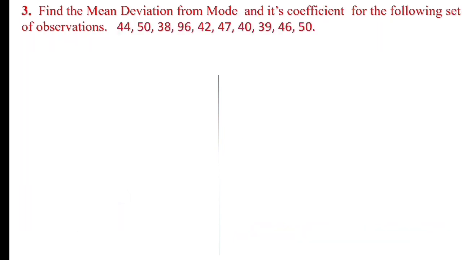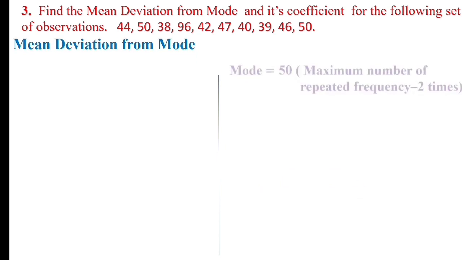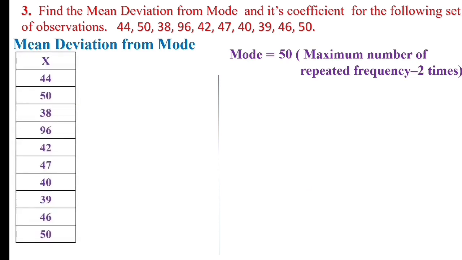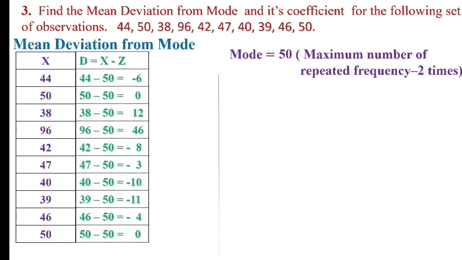Mean deviation from mode. This problem we are going to see. The problem is 44, 50, 38, 96, 42, 47, 49, 46, 50. Here we are going to find the mean deviation from mode. Mode, what is the formula? Maximum number of times. Here, which number is repeated the maximum number of times? Here 50 is the only number repeated twice. So we take the mode as 50. Then x will be written in a vertical format, and then D will be considered as x minus mode, that is z.